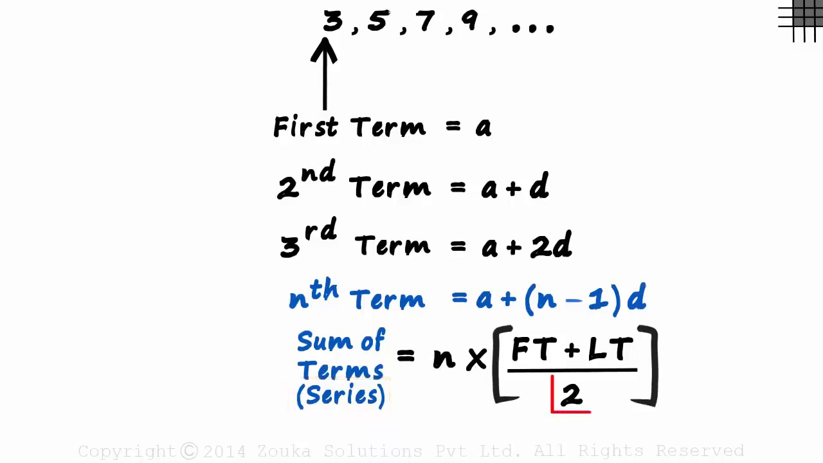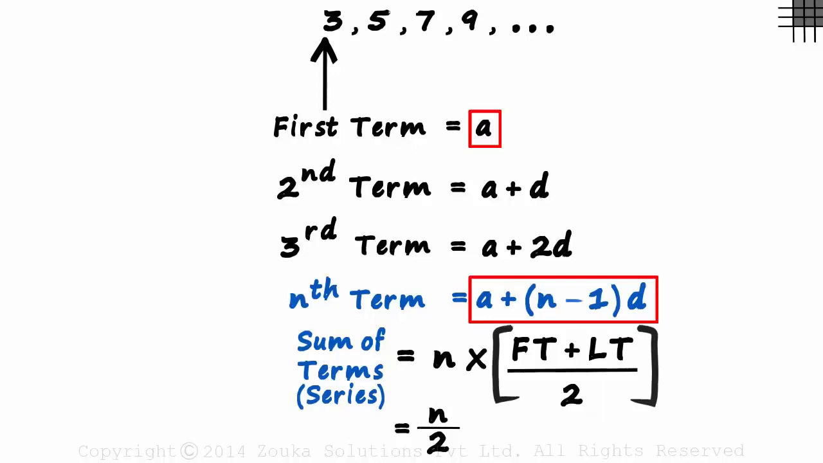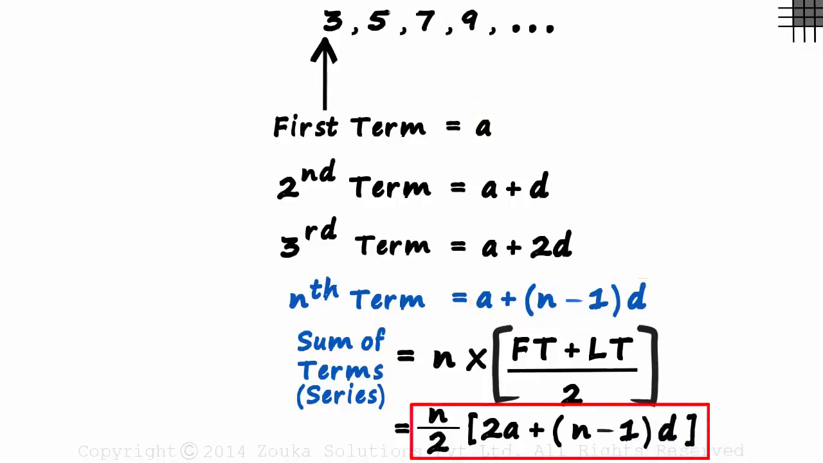Let's take the 2 outside and write n by 2. The first term is A and this is the last term. So first term plus the last term is equal to 2A plus (n minus 1) times D. This is the formula to find the sum of terms in a sequence.